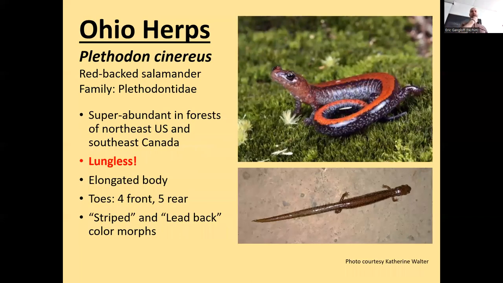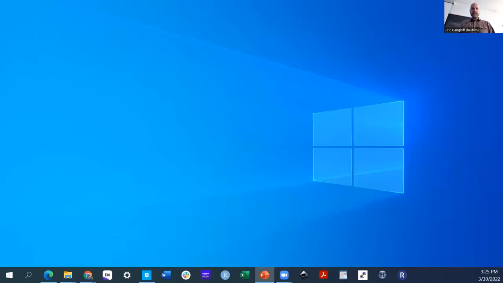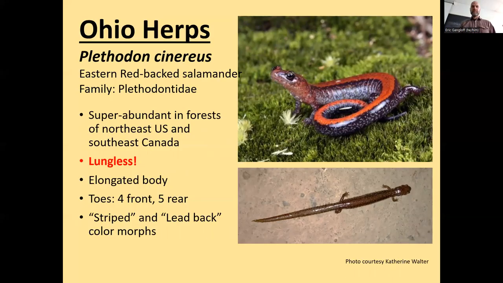All right, let's talk about Plethodon cinereus, the red-backed salamander. And actually, you know what? I'm going to update this right now. This is an important distinction. It's actually the eastern red-backed salamander. There is a southern red-backed salamander, too. And now the one over, oh, we'll have to live with that.